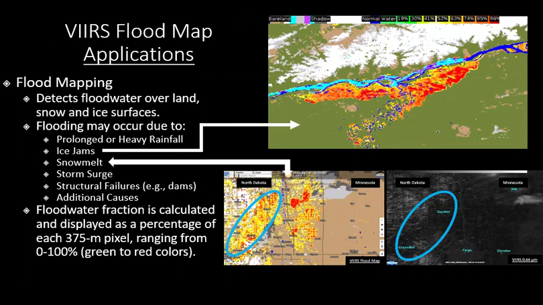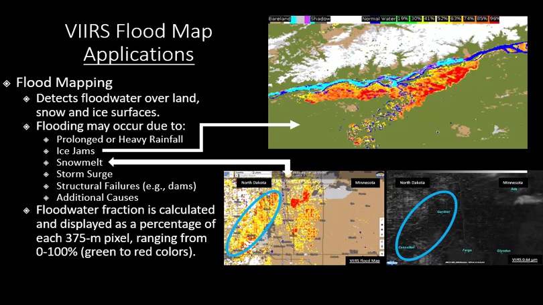We will now transition to the applications of the VIIRS flood map. The primary application is flood mapping, where the product detects floodwater over land, snow, and ice surfaces. Note, flooding may occur due to prolonged or heavy rainfall, ice jams, snowmelt, storm surge, structural failures, and other causes. As I mentioned before, the floodwater fraction is calculated and displayed as a percentage of each 375-meter pixel, ranging from 0 to 100%, green to red colors.